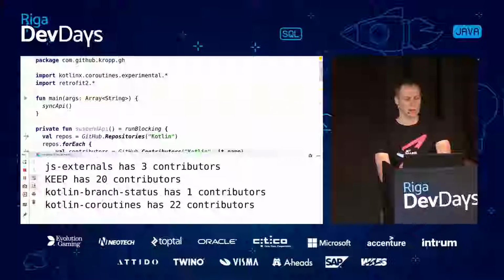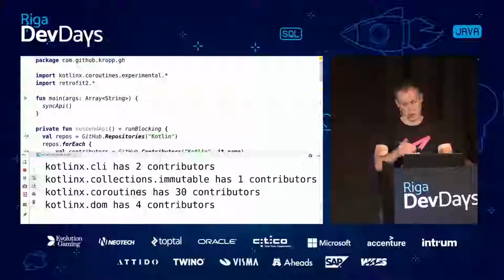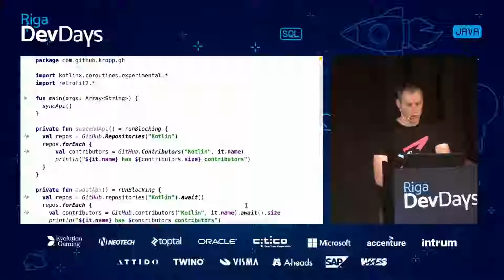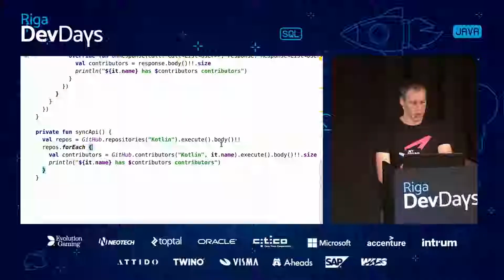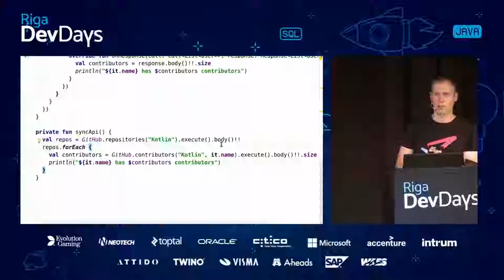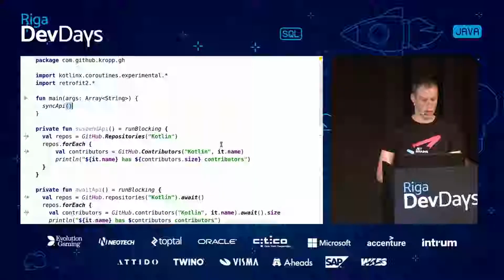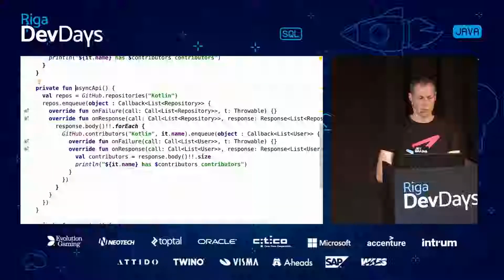Wait a little bit. So it works. It lists all the repositories and their number of contributors one by one. But there are some problems with this code. It runs synchronously and it blocks the calling thread. So let's take another approach, and this time we will use the asynchronous API.